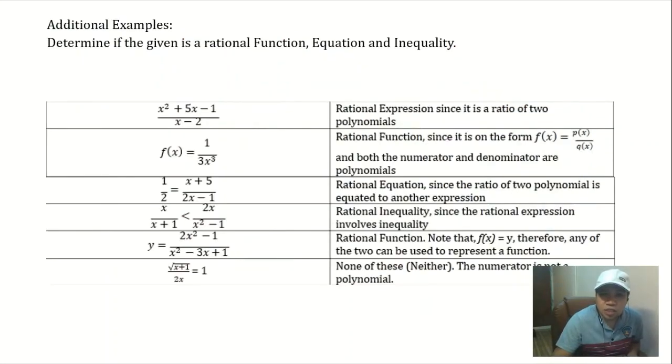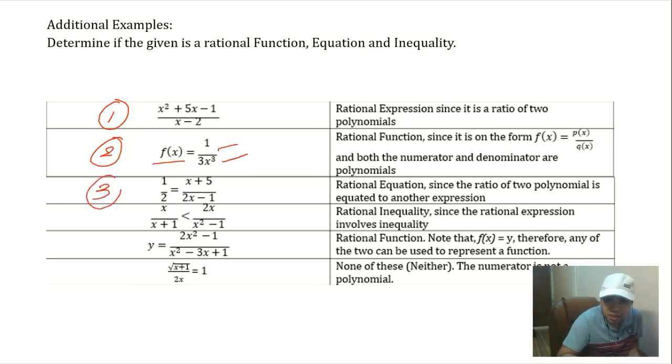So, let's try to check kung rational function ba siya, equation ba siya, or inequality ba siya. So, in the first part, since walang f of x, rational equation lang siya, or rational expression. Number one is rational expression or rational equation. Number two is rational function kasi may f of x tayo at polynomial to pareho. Number three is another rational equation. Rational equation. Then ito is rational expression.